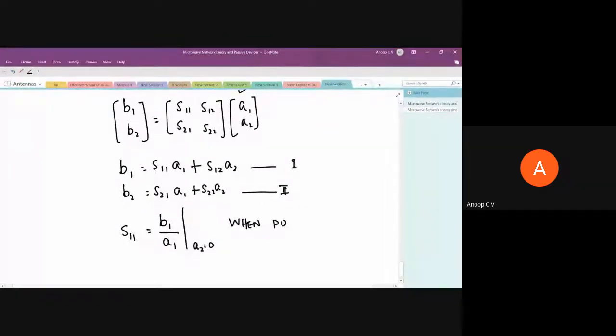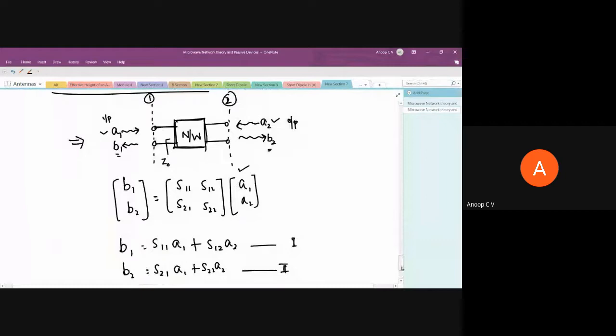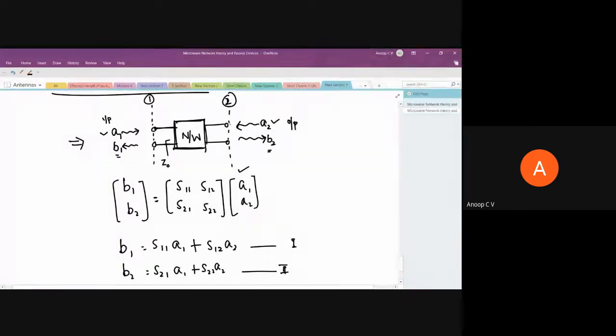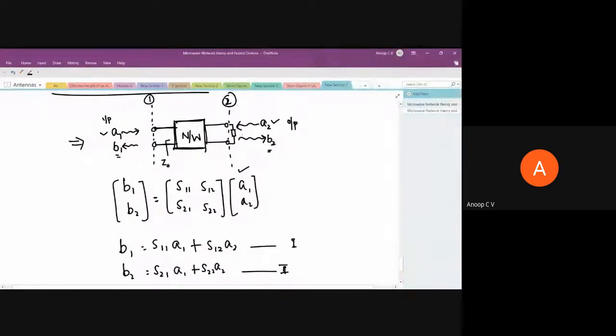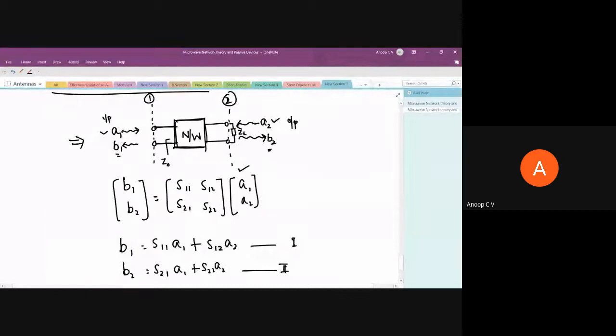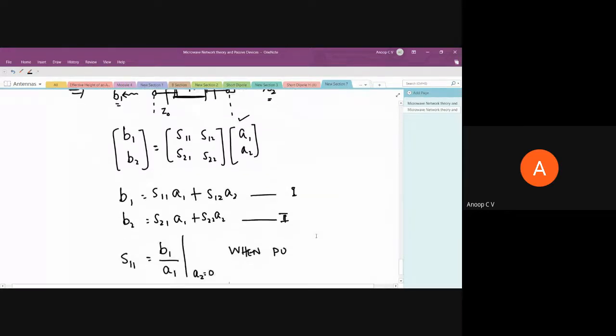port 2, A2, what is A2? You can see it's port 2. There will be some load here at port 2, suppose ZL. If this ZL is not equal to Z0 of this transmission line, there will be reflection. That reflection is A2. So if I have to make A2 0, I don't have to short circuit or open circuit. What I should do is match the termination. There should be a matched termination.